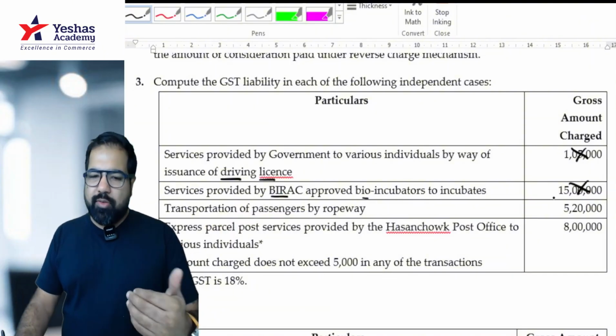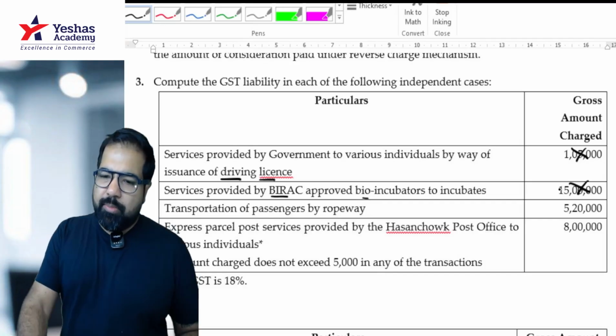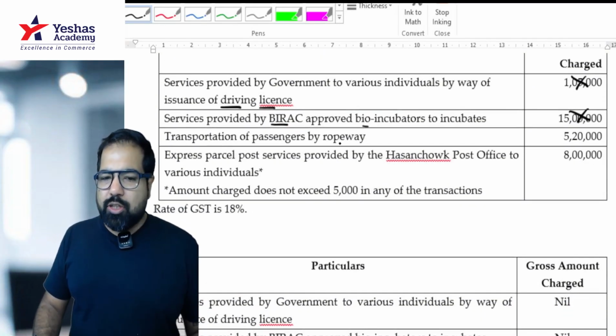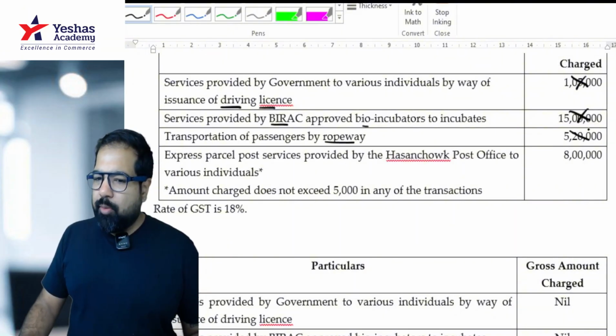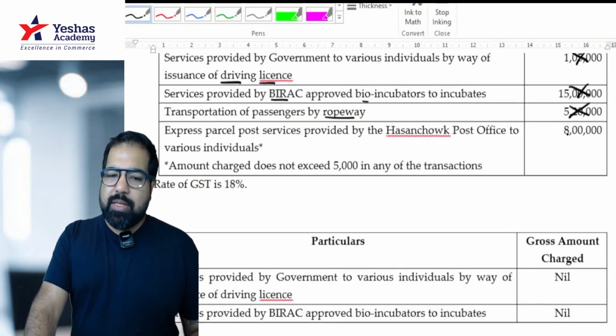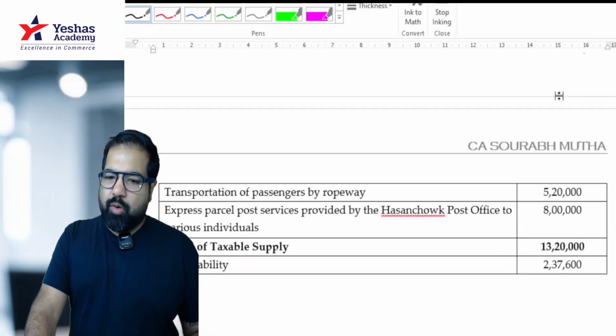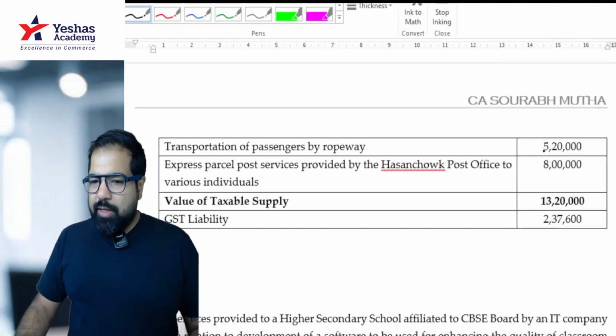Incubatees means when they give services for startups, this will come in miscellaneous expenses or miscellaneous exemptions. Transportation of passengers by ropeway. Ropeway is completely exempt. The government wants to encourage it, exempt. Express post parcel services, this one is taxable. 8 lakh rupees is taxable. All right. So ropeway is taxable here.